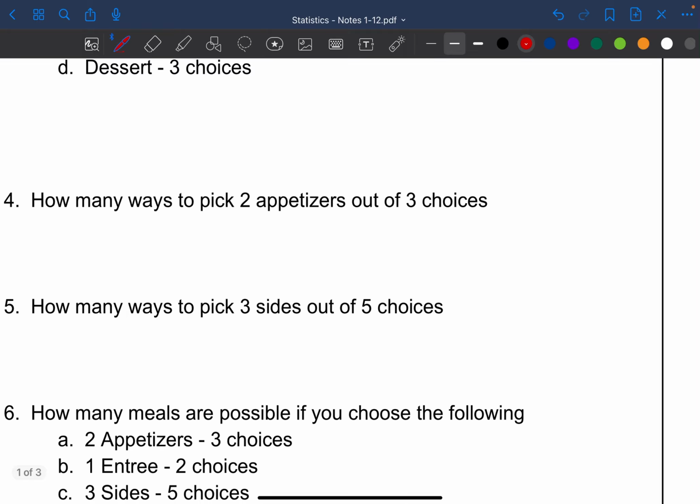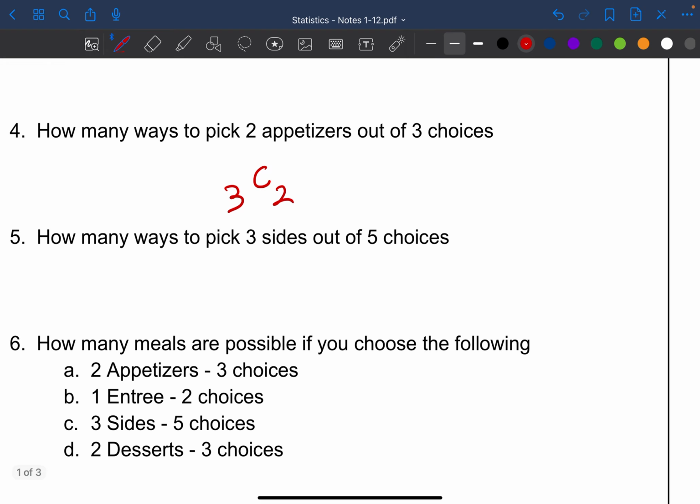So here in number 4, how many ways to pick 2 appetizers out of 3 choices? Well, the order doesn't matter. So that means it's going to be 3C2. How many ways to pick 3 sides out of 5 choices? Again, order doesn't matter. The order that they bring the sides doesn't matter. So that's going to be 5C3.